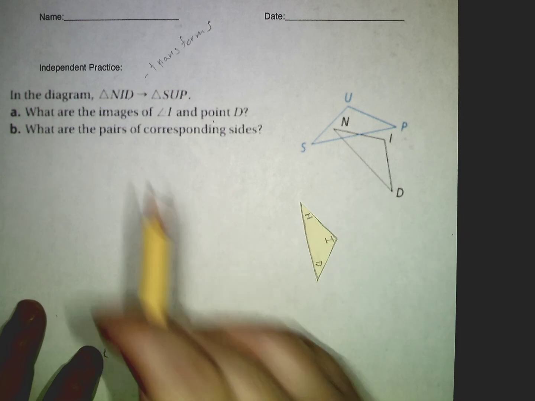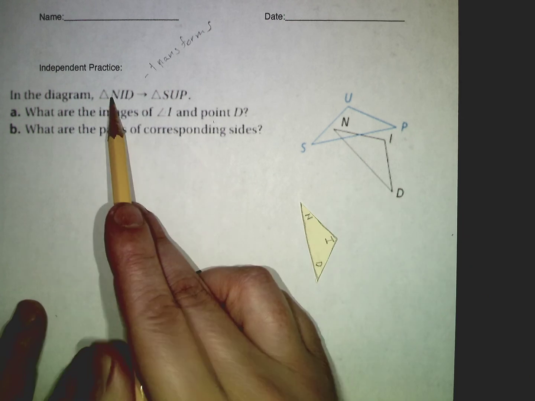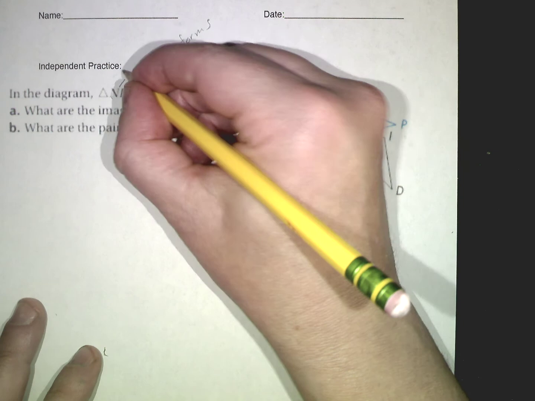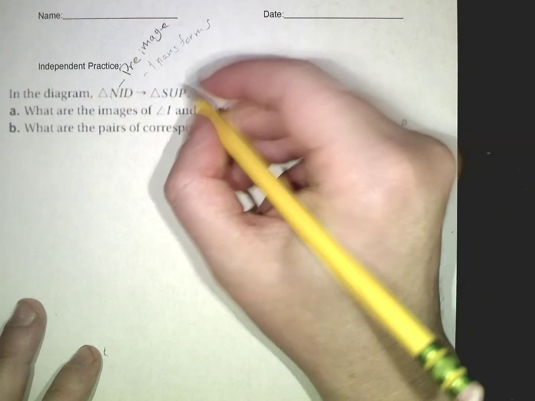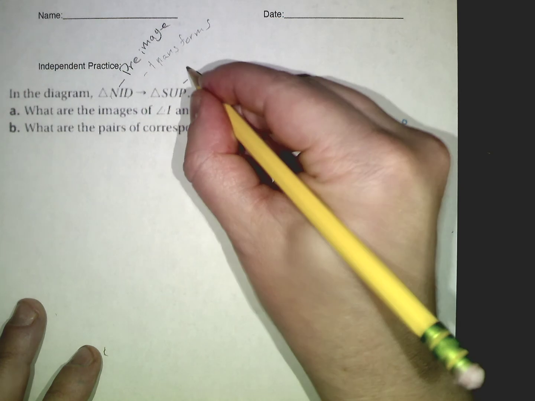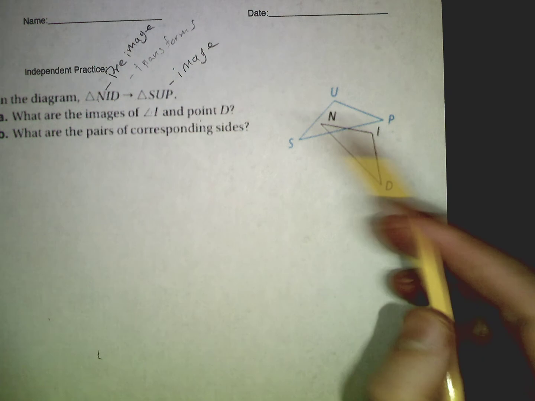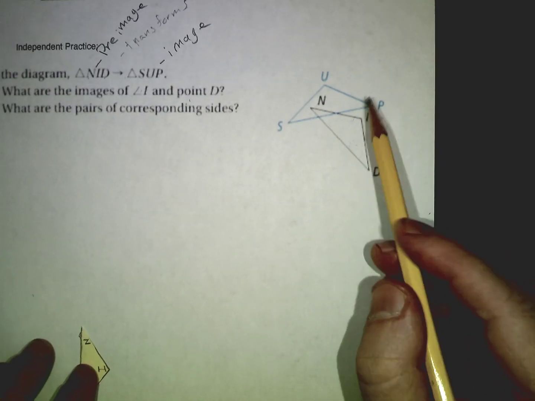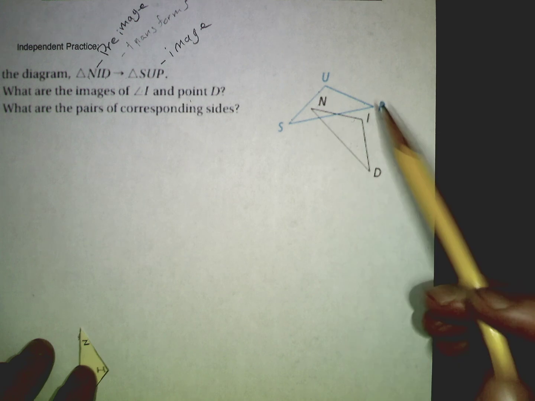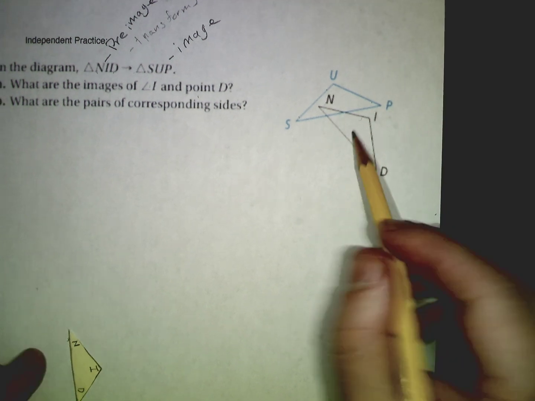So, it goes from this. This is the NID. NID is my pre-image. And it becomes SUP, which is my image. Right? So look at that. It goes from NID, NID is my black triangle, and SUP is my blue triangle. So it goes from there to there.